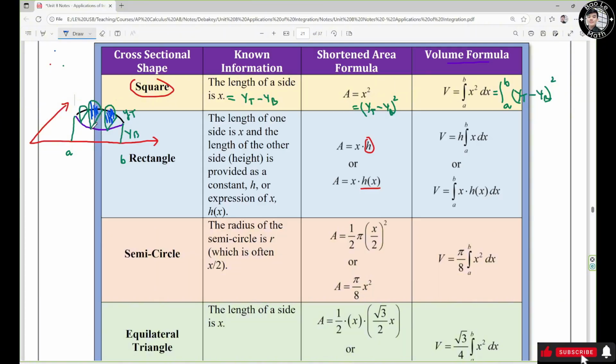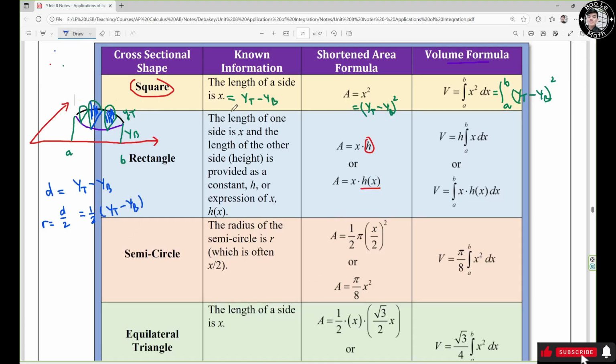Now I'm going to call the diameter of the semicircle d, right? D equals y top subtract y bottom. Makes sense. Now I need to find the radius. So does that mean the radius equals half of the diameter? It's going to be 1/2 (y top subtract y bottom), right?